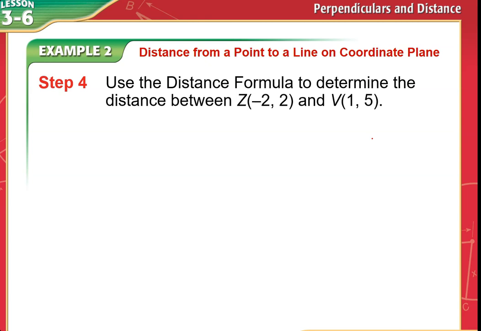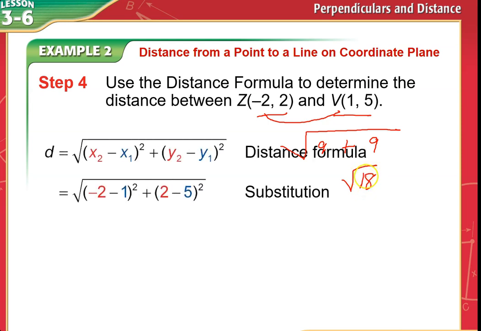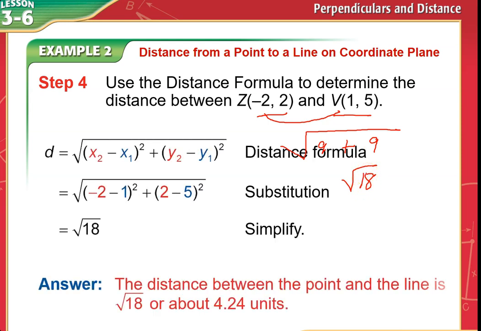So now we're going to use the distance formula to determine the distance between 1, 5 and negative 2, 2. Okay, well, remember the distance formula. The difference in the x's, right, the delta x, that's 3. And we're going to square that and get 9. And then we're going to say the distance between 2 and 5 is 3, and we'll square that and get 9. So it looks like we get the square root of 18. Or we can use our calculator and say it's about 4.24 units.